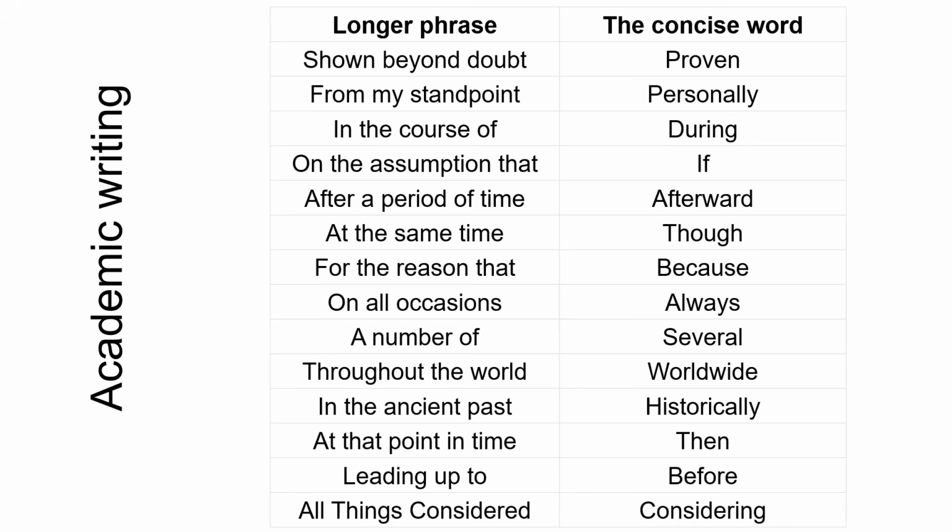A different way to put it is proven. From my standpoint, argumentative essay. Personally, and don't say personally I think, that is tautology. We don't need that redundancy when writing. Just say personally, and so on. Right, in case of, during, on the assumption that, if. Do you see, by shortening this, we are able to sound more professional and more convincing at the end of the day.